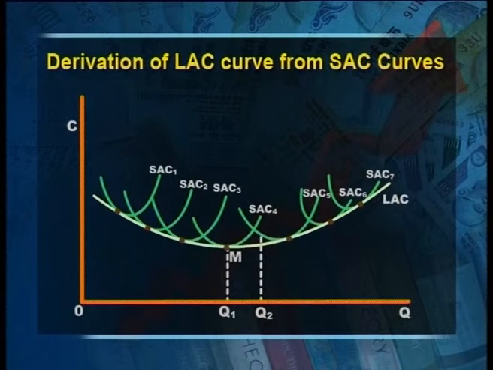Let's look at the derivation of the long run average cost curve from the short run average cost curves. The firm engaged in the process of production can adopt different methods of production, and each can be represented by a different plant size. Now, each plant is represented by a different short run average cost curve. Look at the graph. In the graph, we have derived the long run average cost curve from the short run average cost curves.